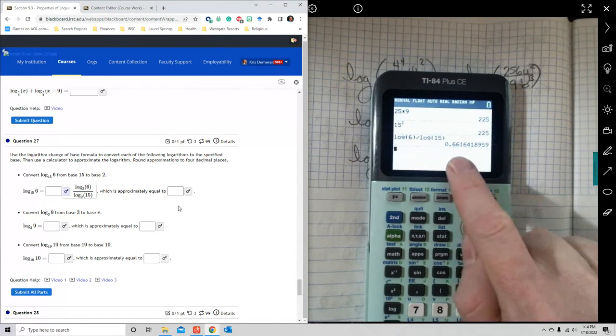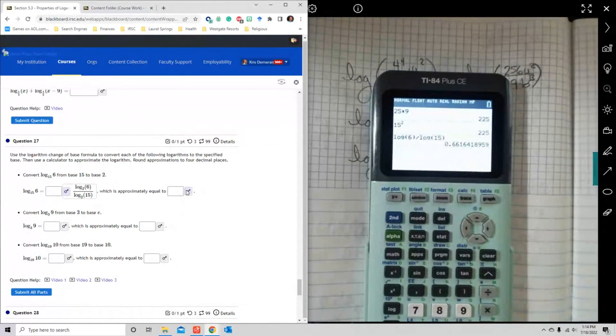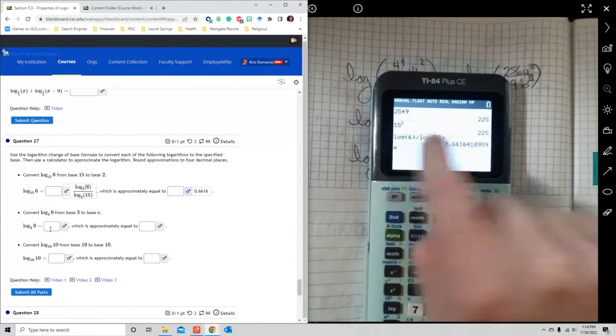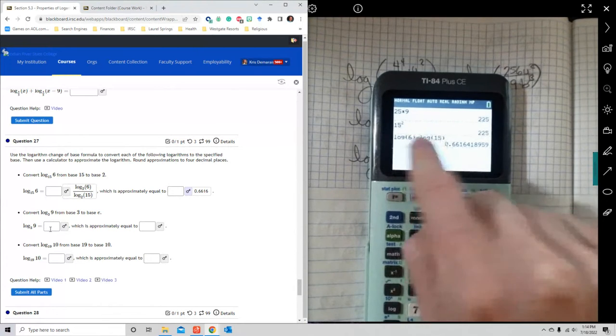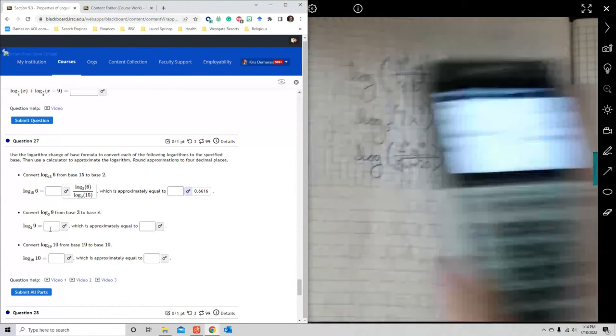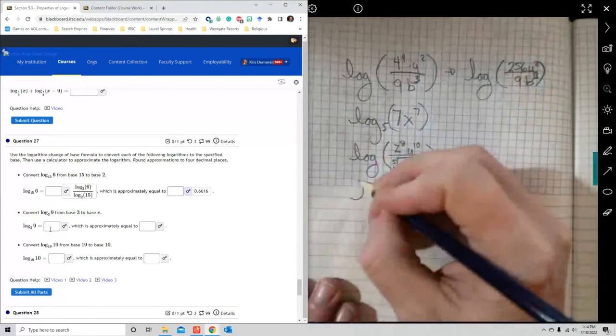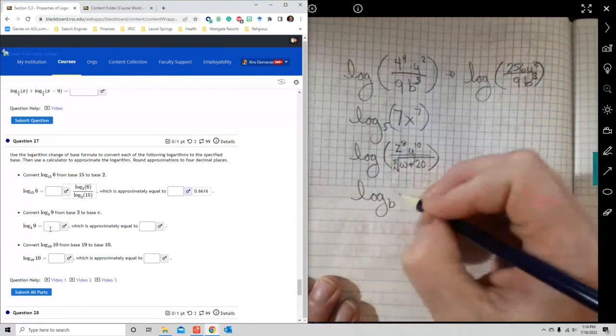So that's 0.6616. All right. And that's where it doesn't matter what the bases are. They're purposely putting them in so you don't understand what you're doing here. They're trying to throw you off. Do you understand? It doesn't matter. You can go ahead and change or keep log of anything.